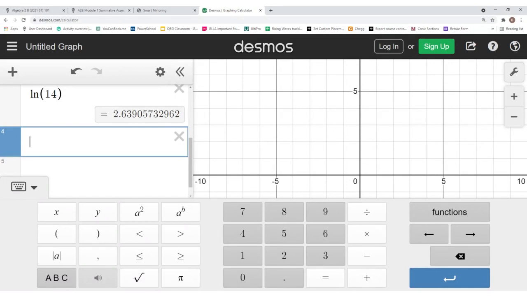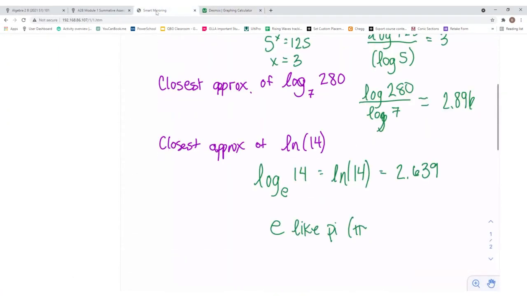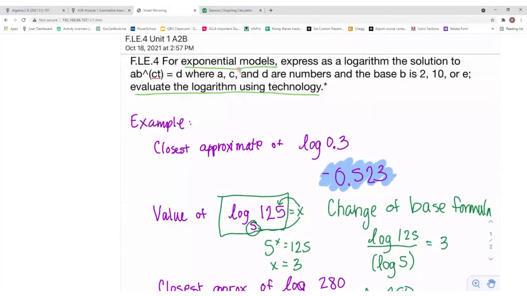All right. And that is basically all you'll have to do for F.LE.4 in the Module 1 Summative Assessment. So I hope you do well on it, and let me know if you have any more questions.